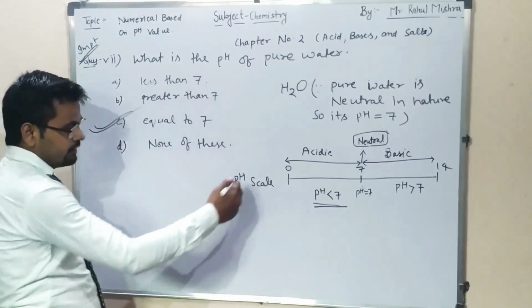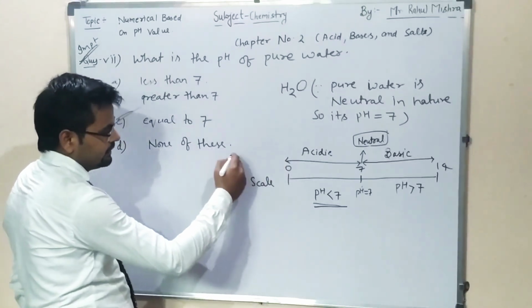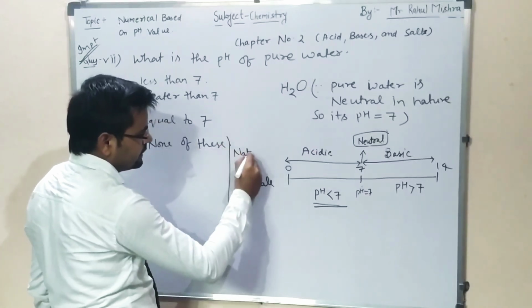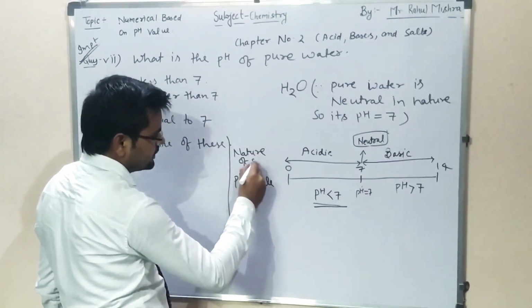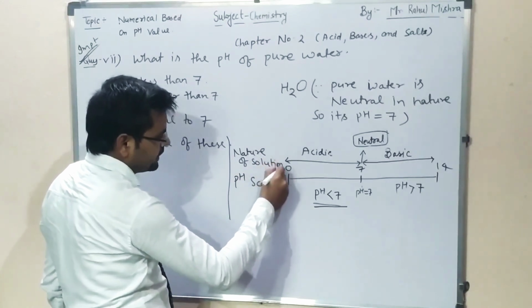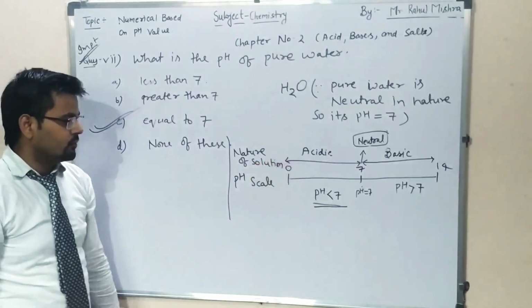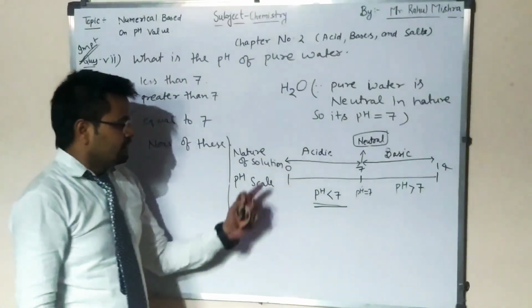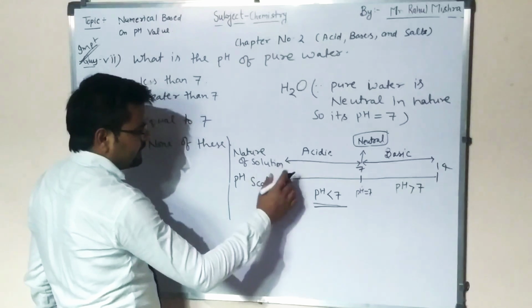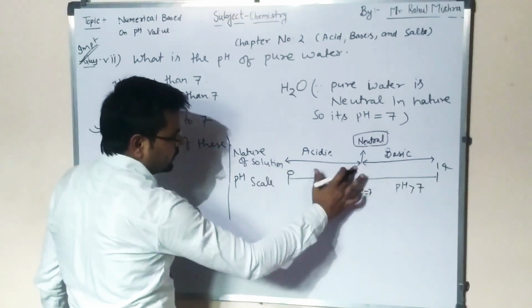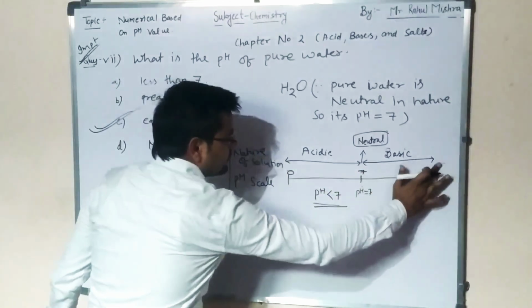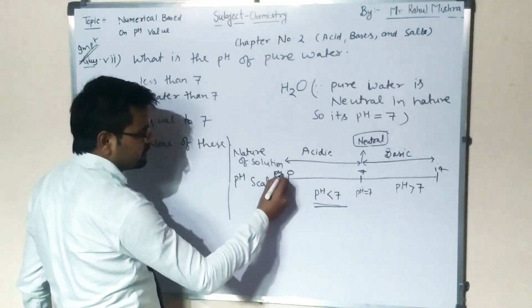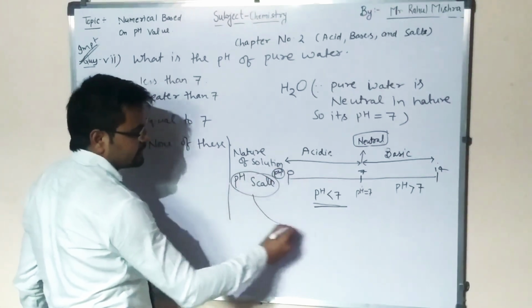So listen, you can make this scale. This is the pH scale and this is the nature of solution. ये solution का nature है. So listen, this is the pH scale. This is the nature of solution and these are pH values 0, 7 and 14. So these are pH values and this is called the pH scale.